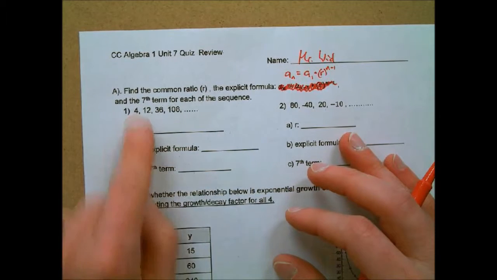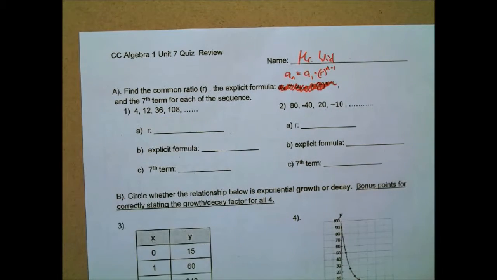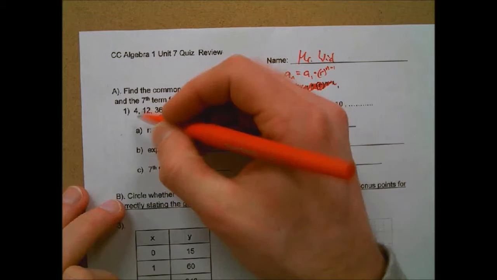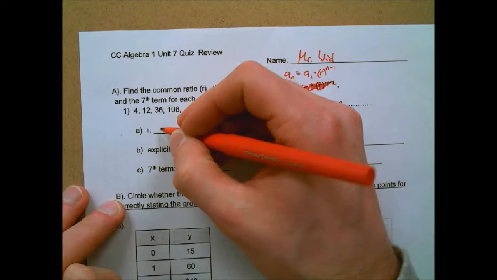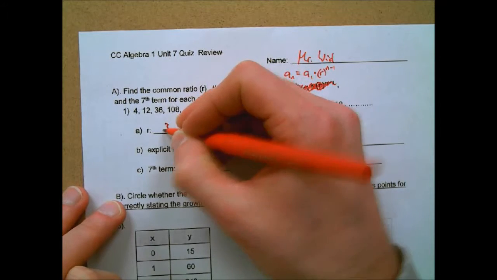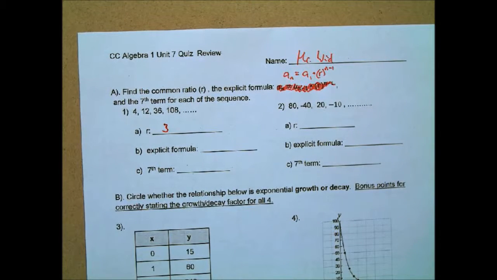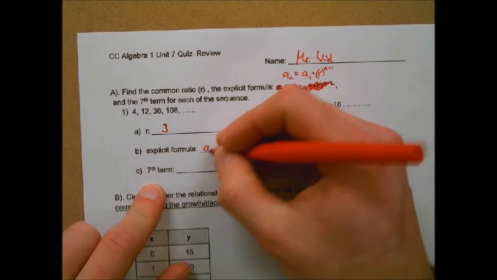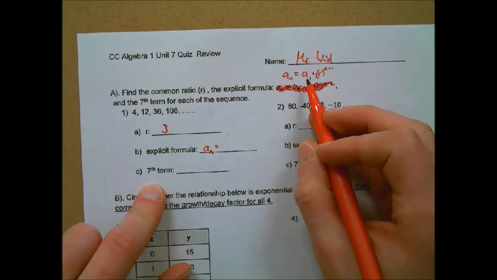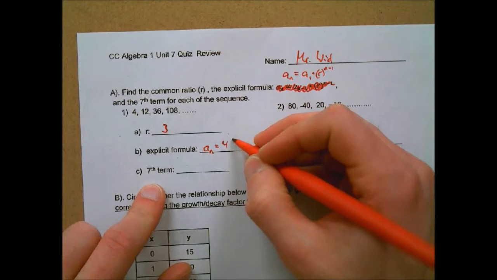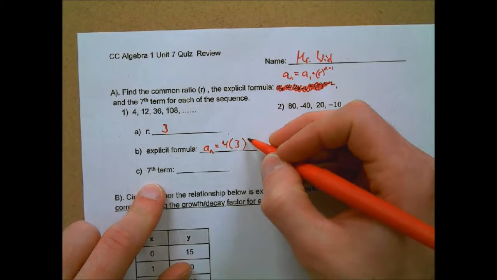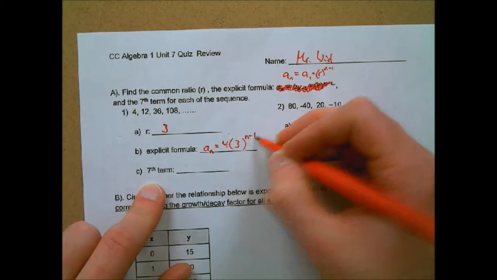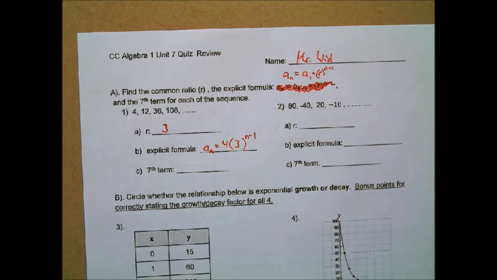So in this first sequence, what's our common ratio? What are we multiplying by every time? By 3, right? 4 times 3 is 12, times 3 is 36, and so on. So our common ratio would be 3. The explicit formula is going to be a sub n equals, what was our first term? 4, very good, in parentheses 3 to the n minus 1 power. We're going to use n. You can use x if you really want to, but n minus 1 is what we're going to use here for this one.